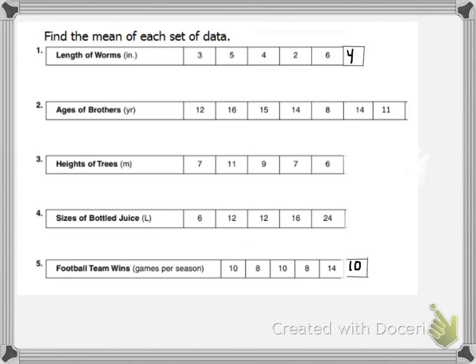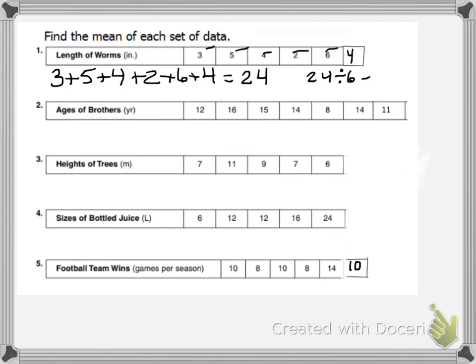So our first step, we want to add all those values together. So we're going to add 3 plus 5 plus 4 plus 2 plus 6 plus 4. And that sum is 24. And then our next step, we want to divide that sum by the number of numbers. And if I count, there are 6 numbers here: 1, 2, 3, 4, 5, 6. So we're going to take 24 and divide it by 6, and that gives us an average or a mean of 4.